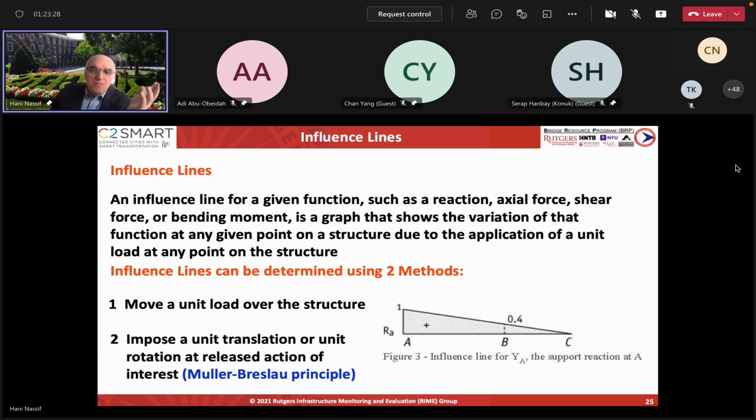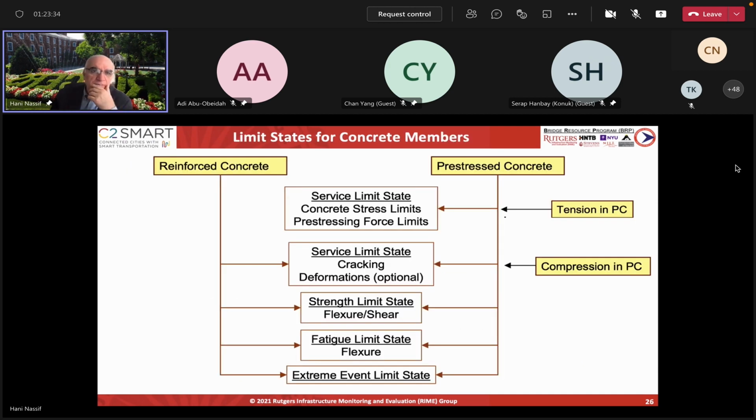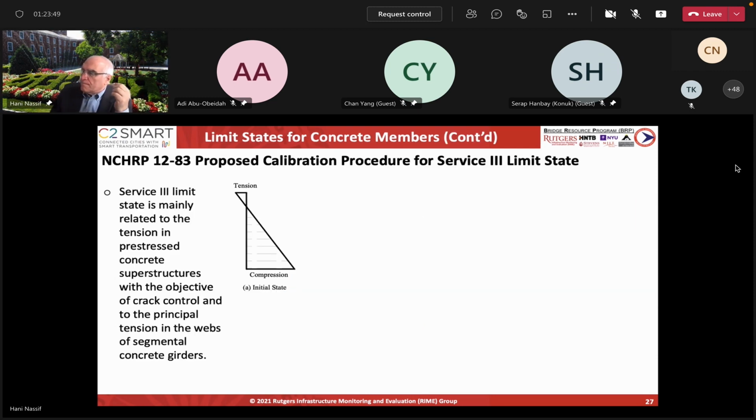How do you find from the loading? You have to find maximum moment. You're all familiar with influence lines, so you would have to do that. And what are the limit states? How do we use them? Well, for reinforced concrete, we put down what you have to do. For both reinforced concrete and prestressing steel, you rarely have that controlling your design.